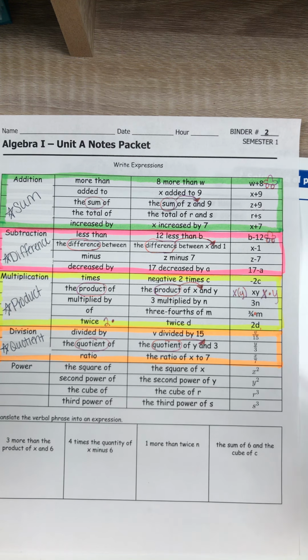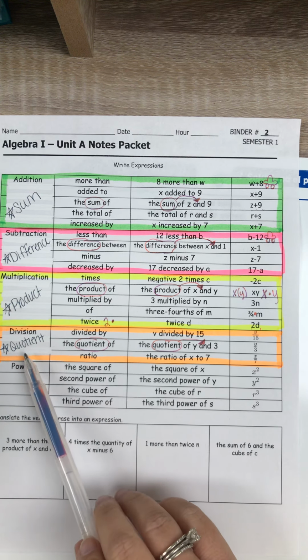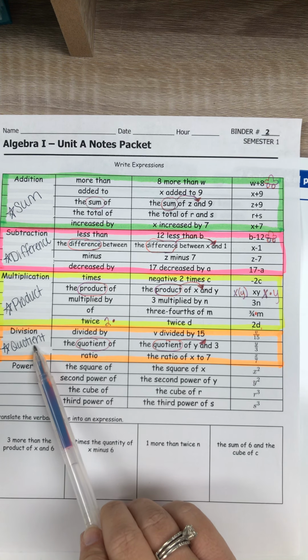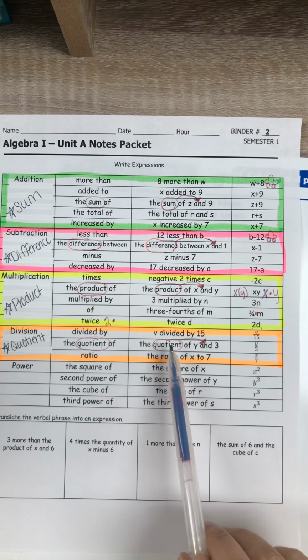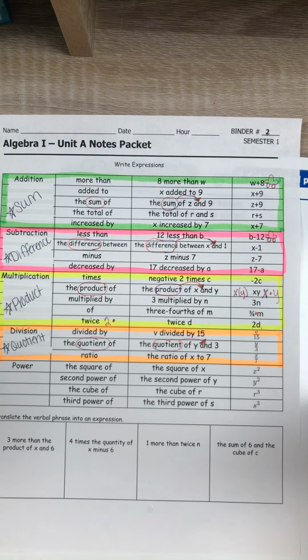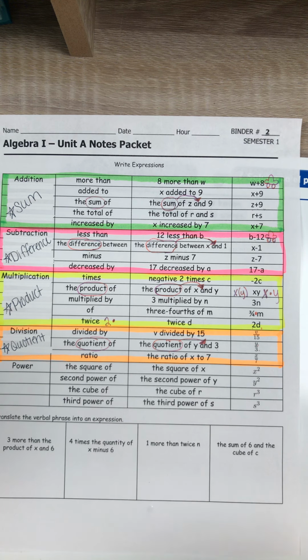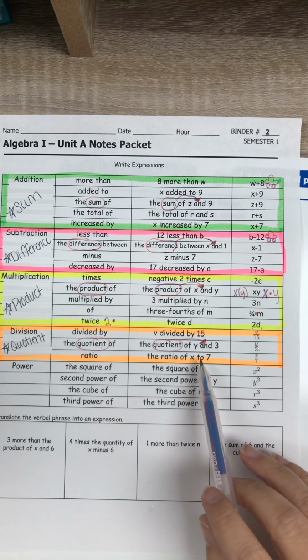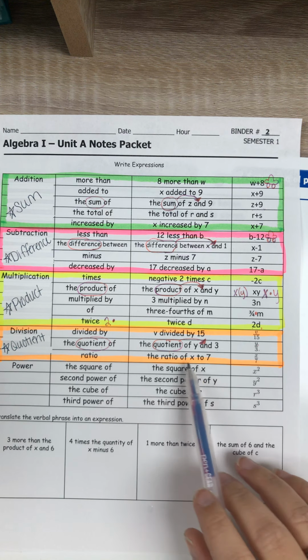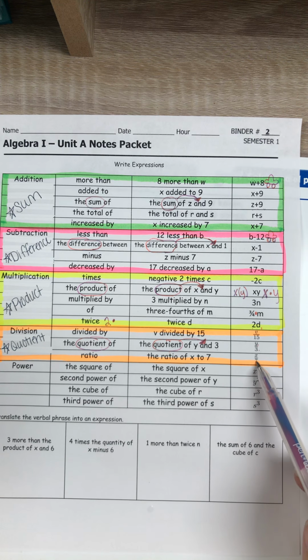The last operation is division. So the answer to a division problem is called "quotient." And with the quotient, the divide sign goes where the "and" is. And in algebra, we write division like a fraction. So "the quotient of y and 3," y goes on the numerator, which is the top part of the fraction, and 3 is in the denominator. The ratio, last year you learned about ratio, and you can write ratio several different ways, but we're going to write it as a fraction for division, "x to 7," so x on top, 7 on bottom.